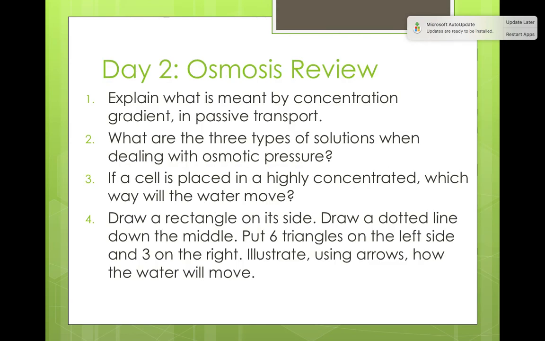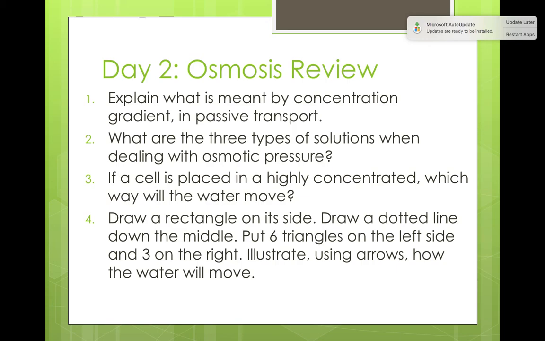Okay? So here's the review from osmosis. Make sure that you're able to explain what is meant by the concentration gradient and passive transport. That actually goes back to day 1 stuff. The reason why that's such an important question is that you're going to be seeing a lot of information that deals with your ability to understand what that means by concentration gradient. So please reference that back.